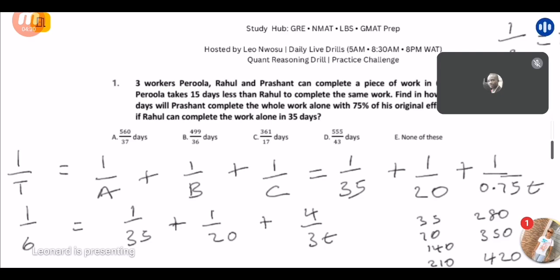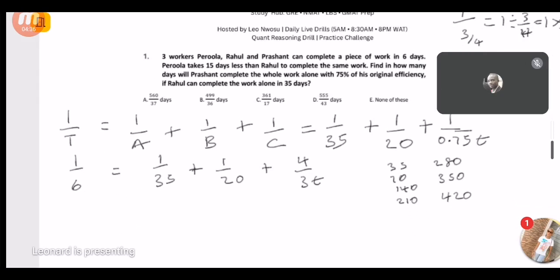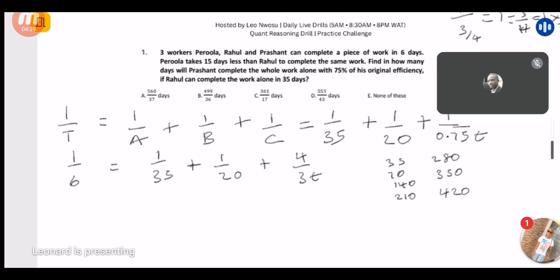The whole idea is to clear this fraction. Clearing this fraction means we add t here. 420t divided by 6 is going to give us 70. Remember that 7 times 6 is 42. So this is going to give us 70. It also means that 420 divided by 35 will give us double of 420 divided by 70. So that will give us 12t.